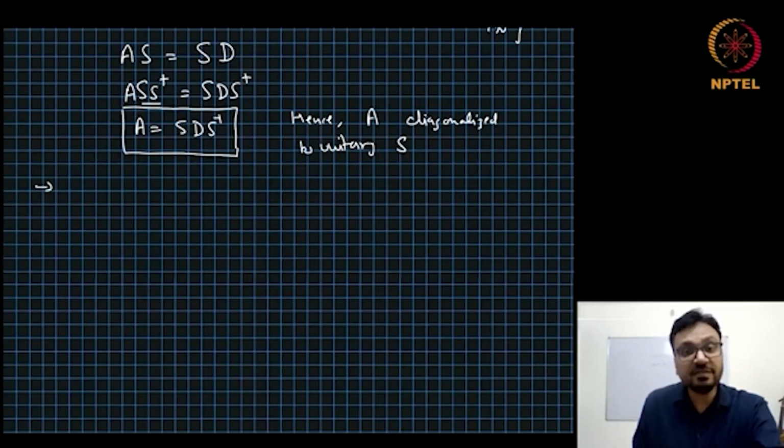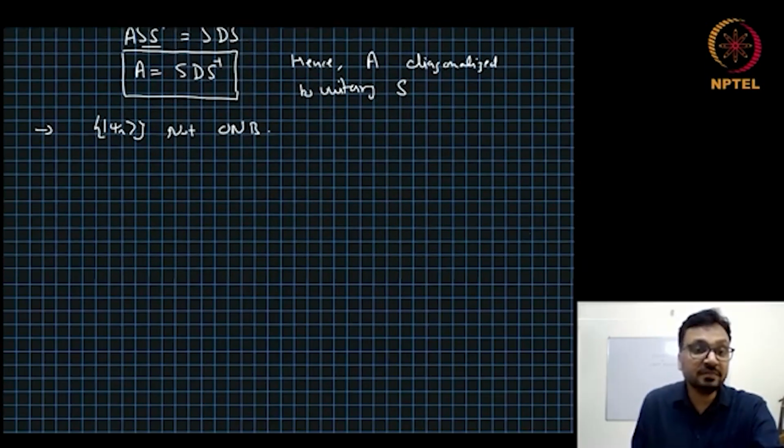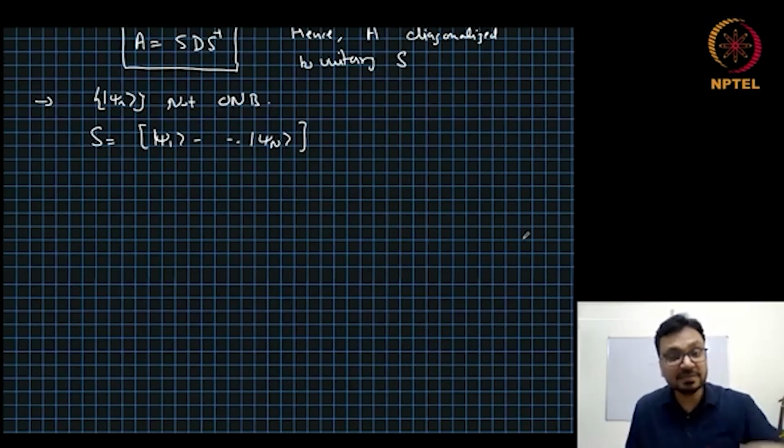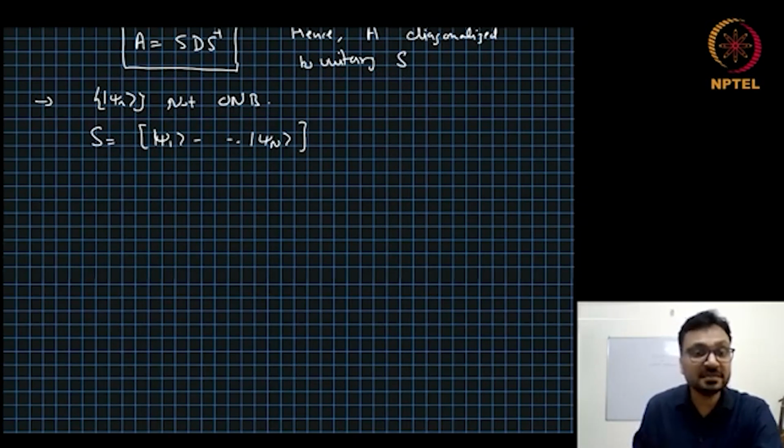Now, what will happen if A was not a Hermitian operator? If A is not a Hermitian operator, then psi n are not orthonormal. But let us assume that we have n linearly independent vectors psi n. Then S, which is psi 1 to psi n, is a matrix of n linearly independent columns. If you remember our linear algebra from 12th standard, if we have a matrix with n linearly independent vectors, then the inverse of the matrix S exists.